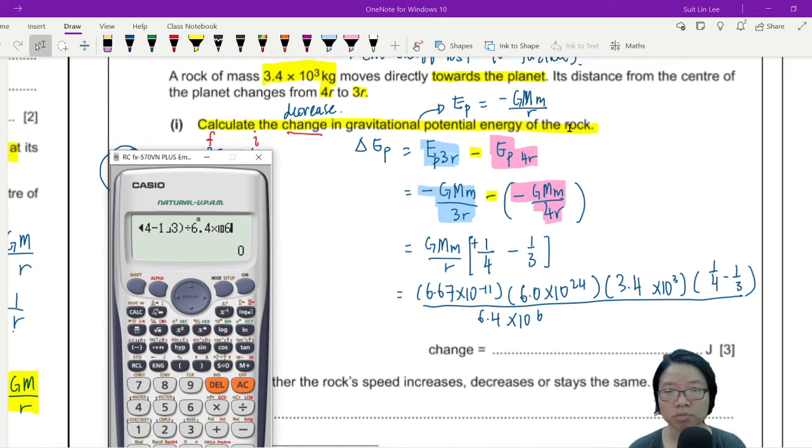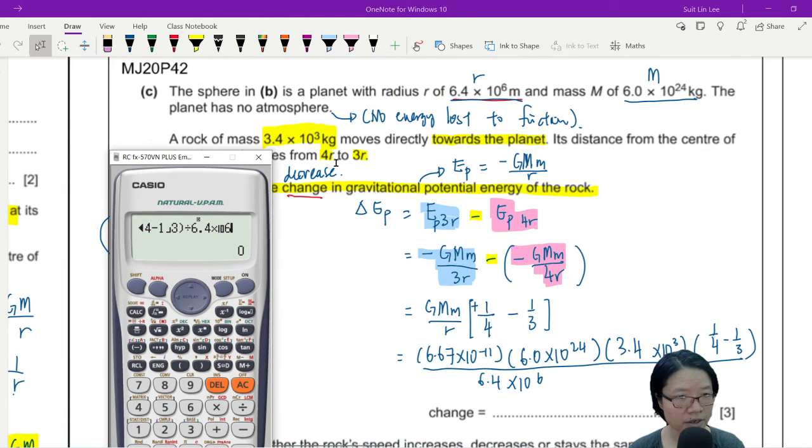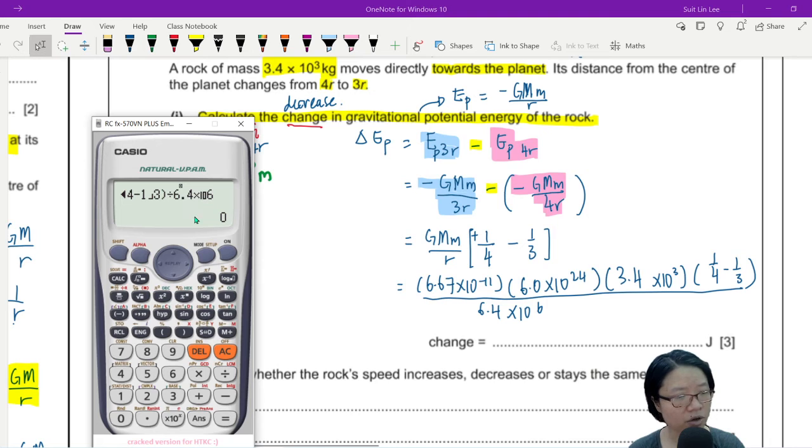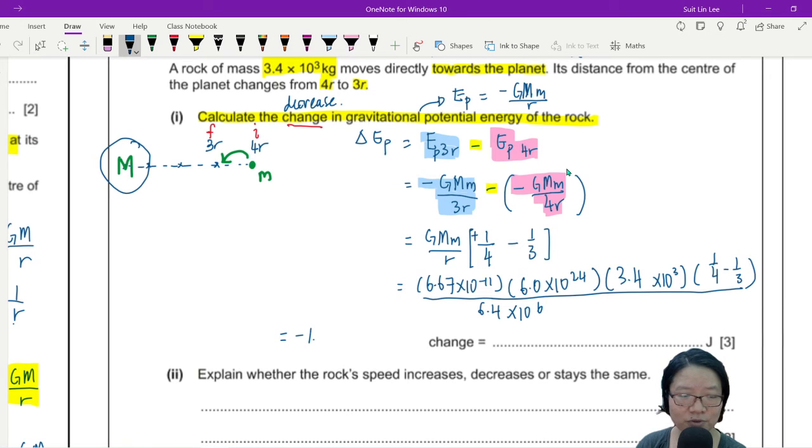So let me double check to make sure all the values here are in SI. Yes, no need to convert anything. Okay, very good. I press equal now. So this value, I'm going to write here, okay? Negative 1.77 times 10 to the power of 10 joule.